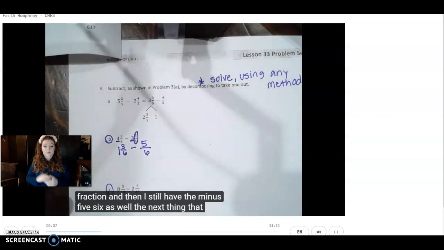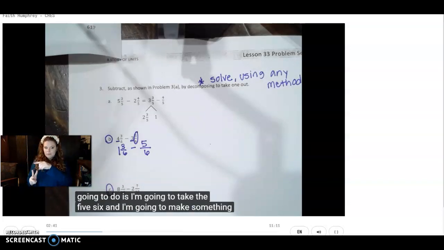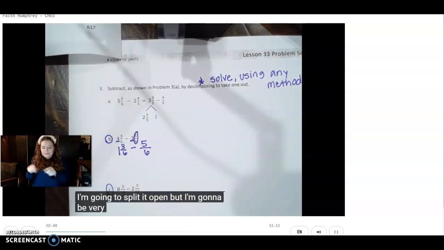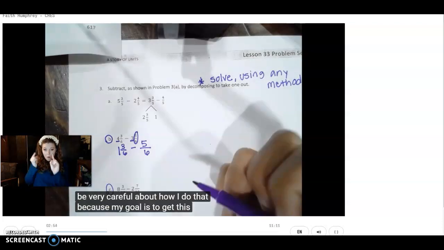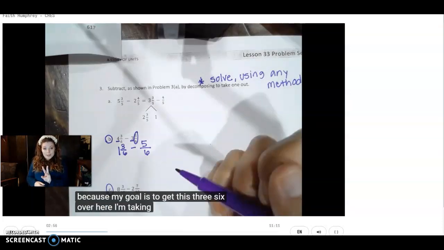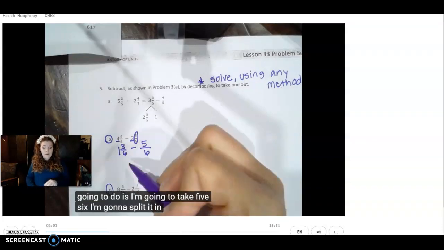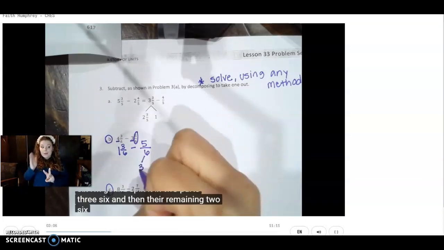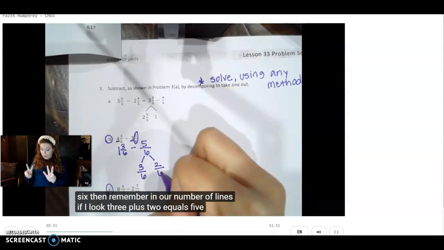The next thing that I'm going to do is I'm going to take the 5/6 and I'm going to make something similar to what you see in A. I'm going to make almost like a number bond, it looks like. I'm going to split it open. But I'm going to be very careful about how I do that, because my goal is to get this 3/6 over here taken care of. So what I'm going to do is I'm going to take 5/6 and I'm going to split it in 2 parts. 3/6 and then the remaining 2/6. And remember, in our number bonds, if I look, 3 plus 2 equals 5.